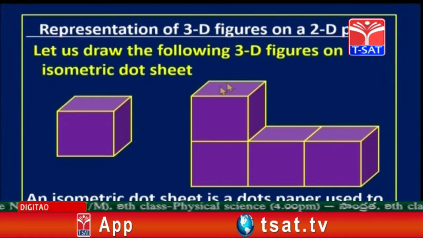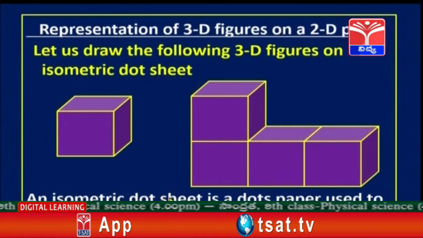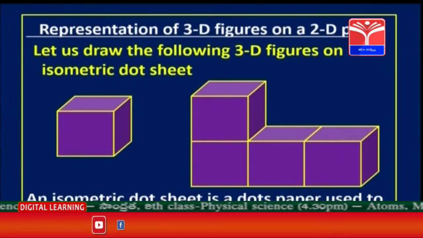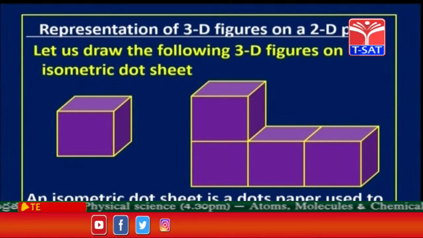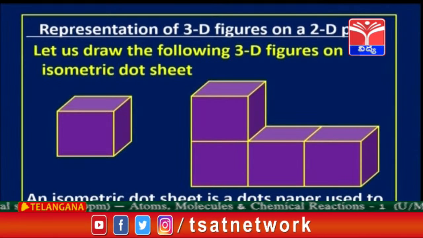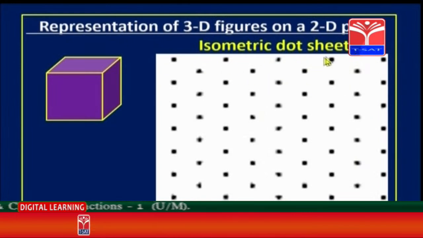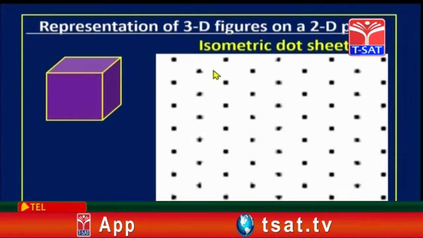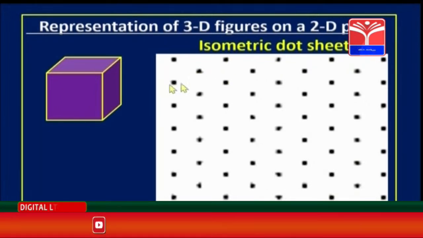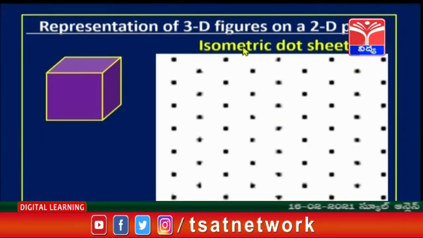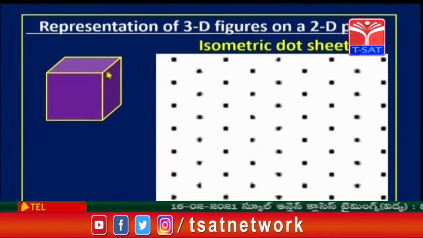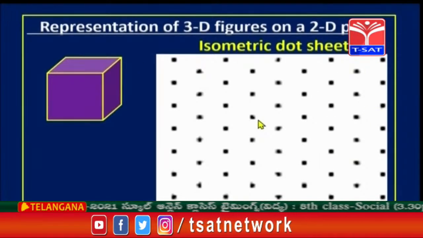Children, what is isometric dot sheet? An isometric dot sheet is a dots paper used to draw 3D objects with exact measurements. Now, I am taking the first object children here, right? This is the isometric dot sheet. Children, here you can observe that the 2 dots are separated with equal distance. These two, or these two separated with the equal distance, and this dots paper is called isometric dot sheet. Children, how to draw this cube on isometric dot sheet?